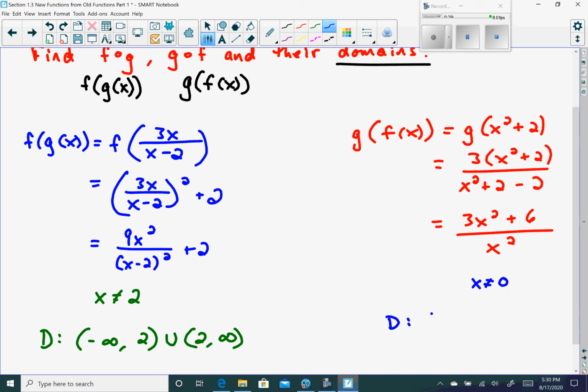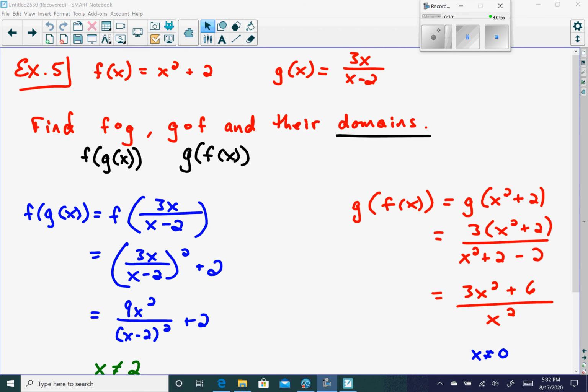So my domain is negative infinity to 0, and then we'll join that with 0 to infinity. All right, so that's everything for section 1.3 part 1. Part 2, we're going to pick back up with some more graphs looking at x and y intercepts. We'll also practice just some review problems, some problems that you saw also as examples in section 1.1.